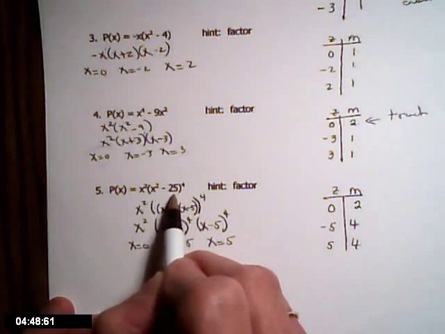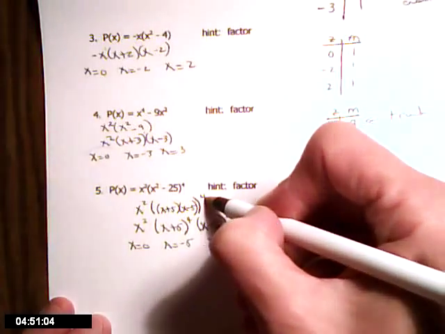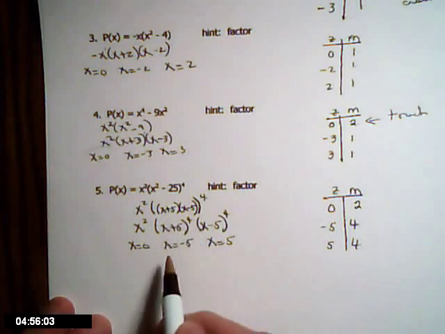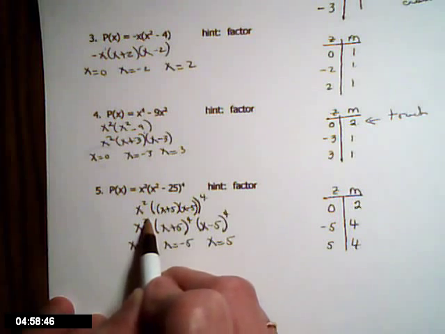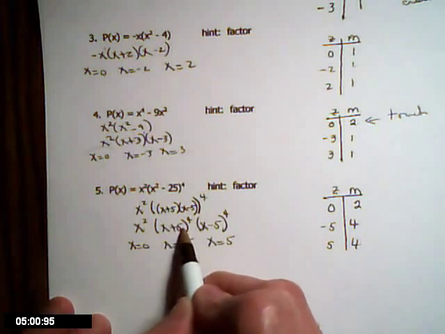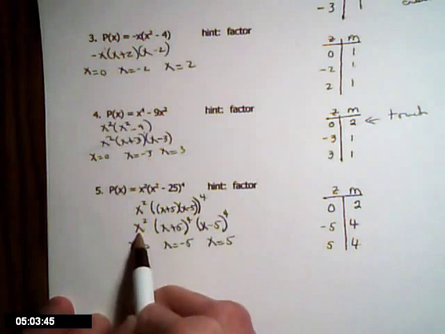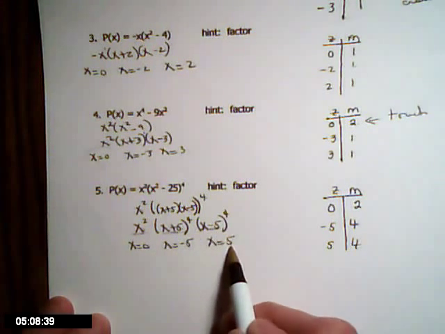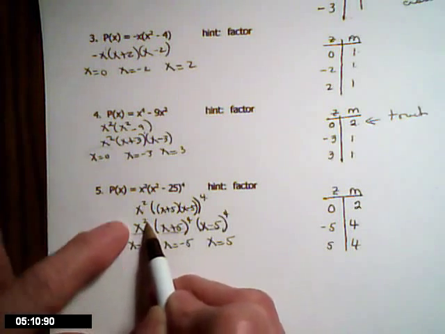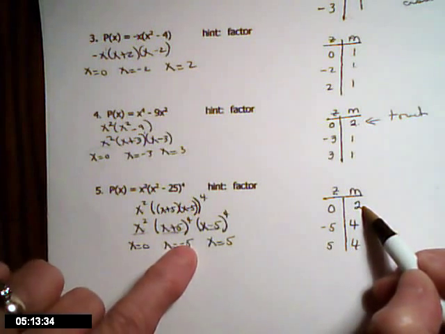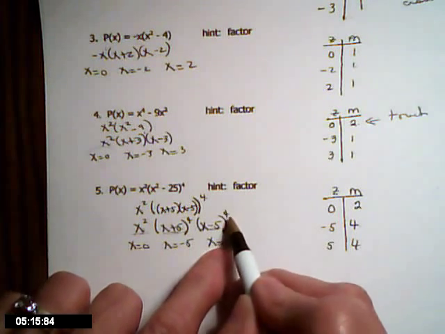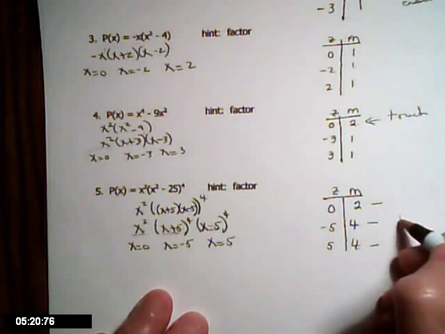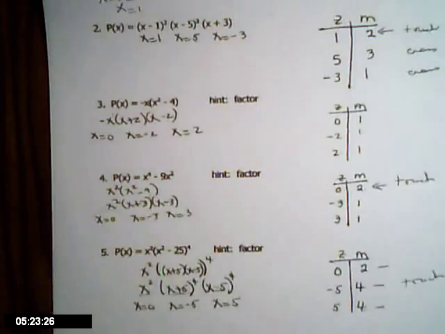Now I have the difference of two squares here within a factor to the 4th power, so that becomes x plus 5, x minus 5, which would separate into x squared times x plus 5 to the 4th times x minus 5 to the 4th. So from here I would get 0, from here I would get negative 5, from here I would get positive 5. The 0 has a multiplicity of 2, the negative 5 a multiplicity of 4, and the positive 5 a multiplicity of 4. In all three of these, since these are even numbers, we would touch the x-axis.